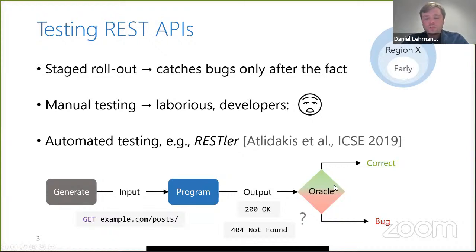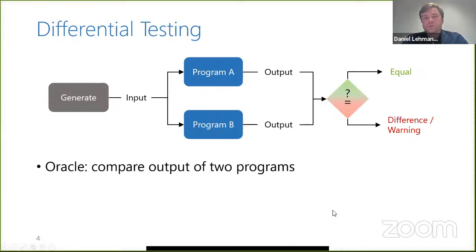One option to solve this oracle problem is to use differential testing. The general idea here is quite simple. You generate some random inputs, and instead of giving it to a single program, you give it to 2 programs, and then you compare their outputs against each other. And if they don't match up, then potentially you have a bug in one of the 2 programs.